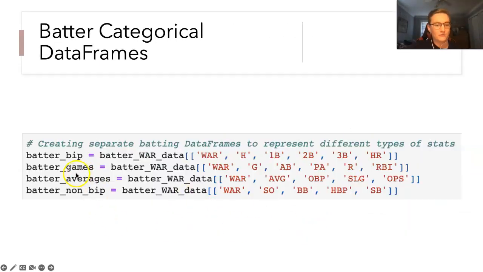I also have one for games. So this is just the amount of games, the amount of at-bats, plate appearances, the amount of runs, and also the amount of RBIs. Averages includes those 4 metrics: the average, on base percentage, slugging, and OPS. And then I have a non-ball and play, which is strikeouts, walks, hit by pitches, and stolen bases.